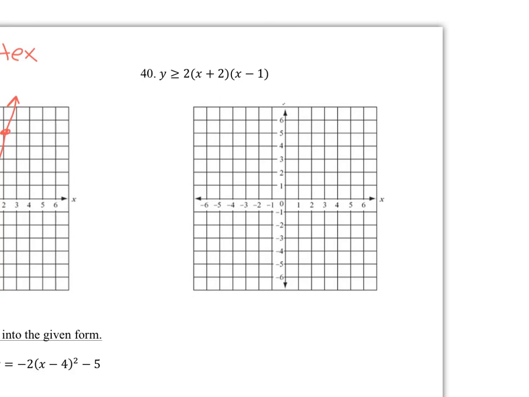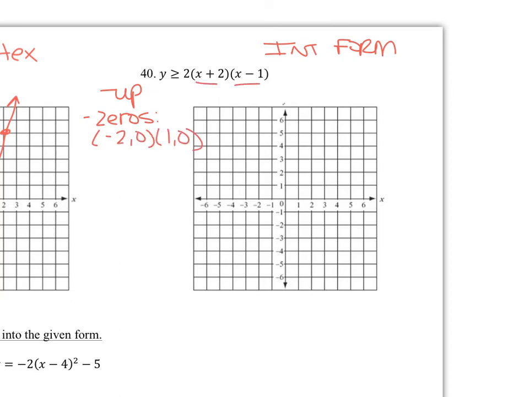Last one, number 40. This is intercept form. So it's going to open up. My zeros are -2, 0, and 1, 0. I'm just taking the opposite of those. My axis of symmetry, I'm just going to add my x values and divide by 2. So -2 plus 1 is -1. -1 divided by 2 is -1/2.